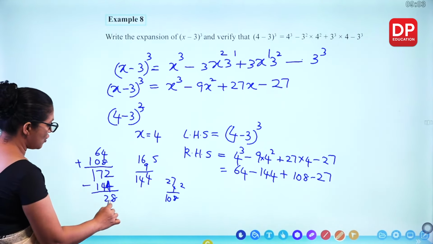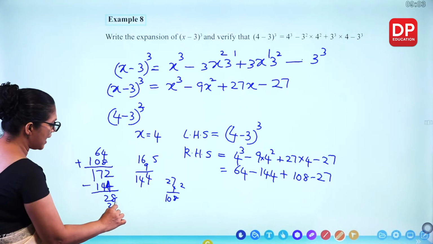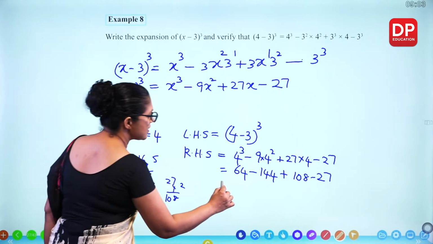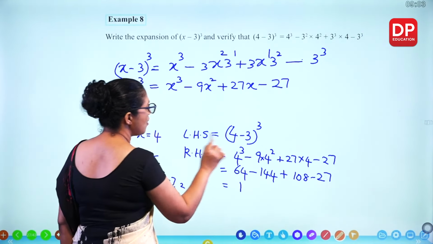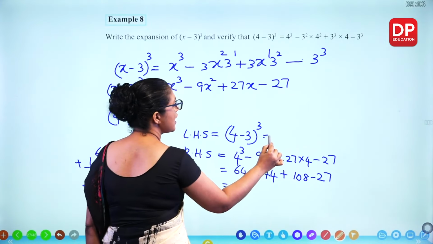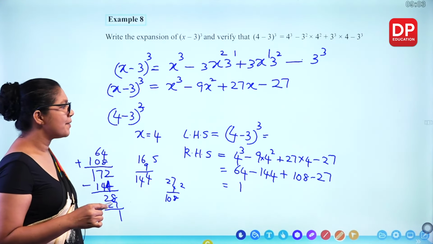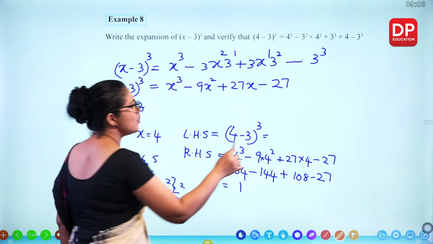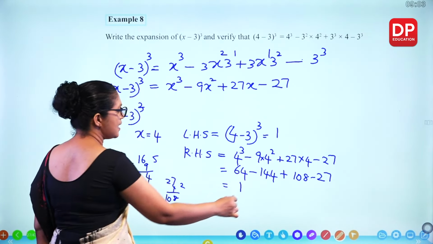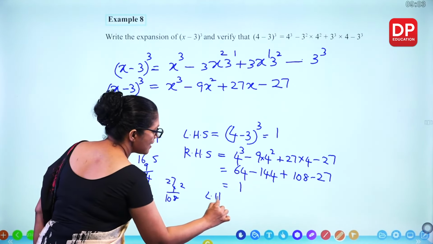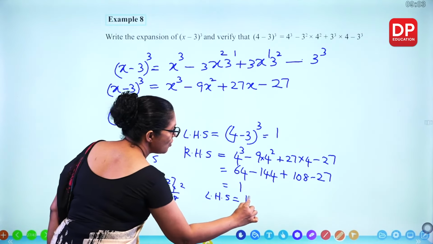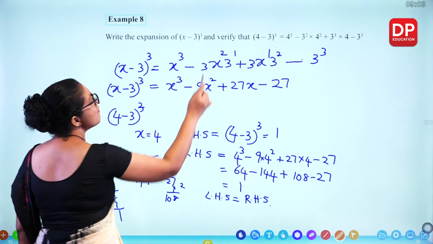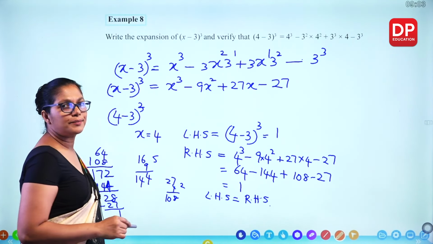28. And when you subtract 27 again, what do you get? 1. So this side is 1. Here, when you simplify this, what do you get as the left hand side number? 4 minus 3, 1. 1 to the power 3, you get 1. Now we see left hand side is equal to right hand side. So that's how we can verify this one.